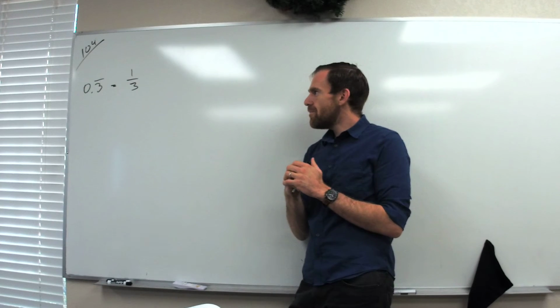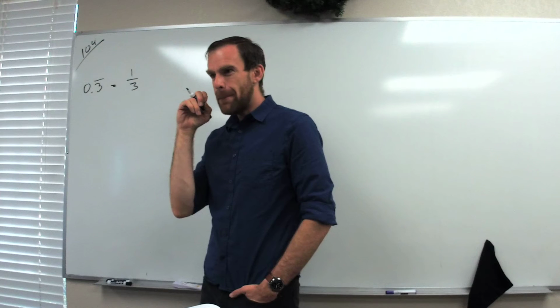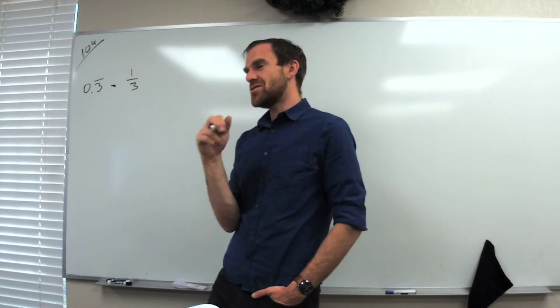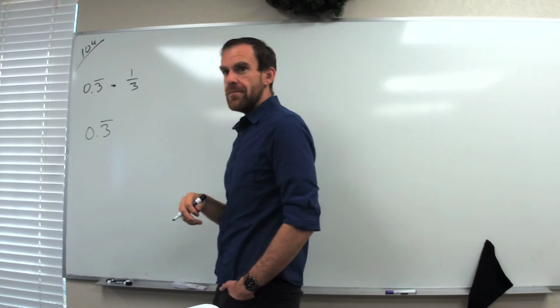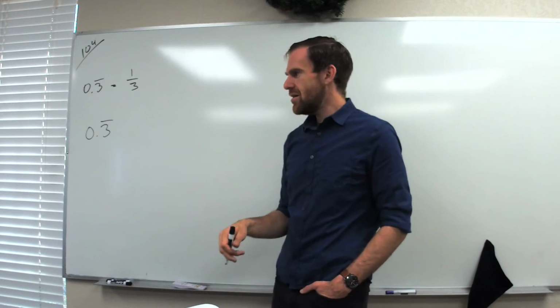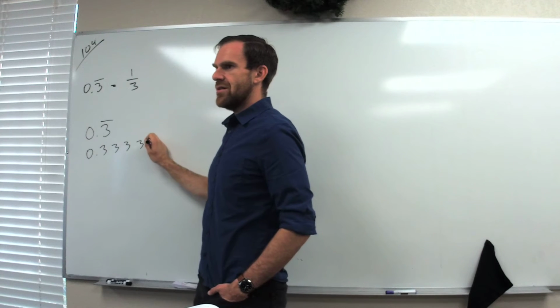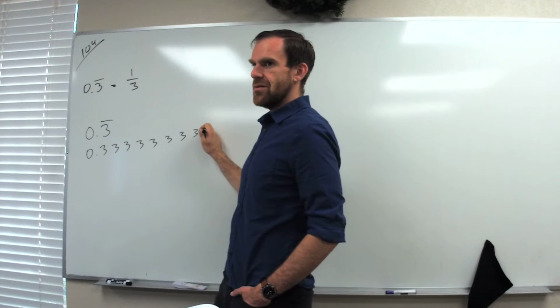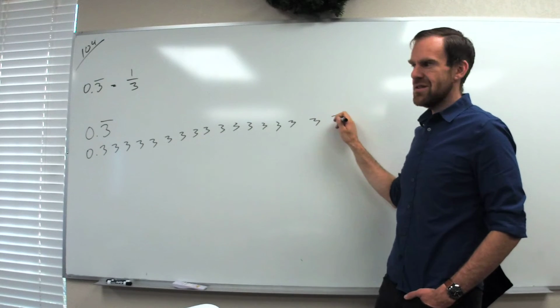How do we do it? Well, it's actually pretty simple. We use basic algebra. Okay, so this signifies the number 0.333333, going forever. That's what that means, right?